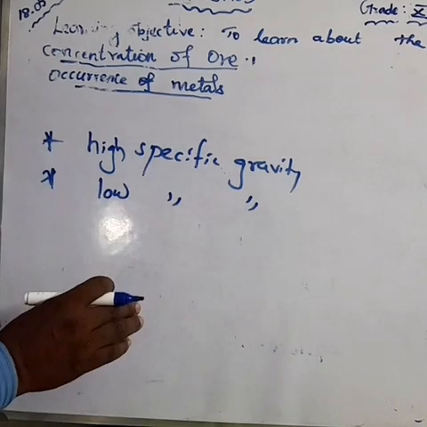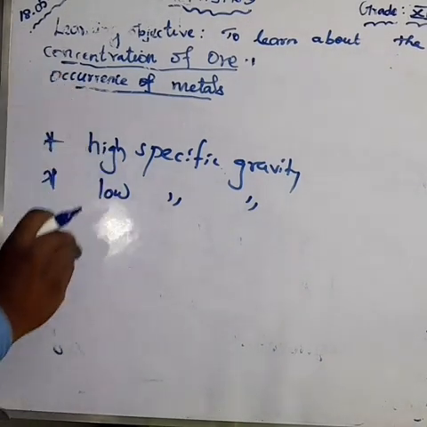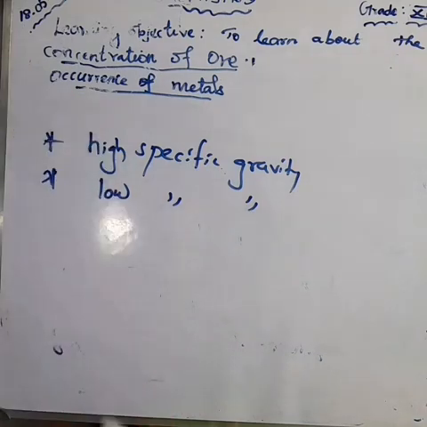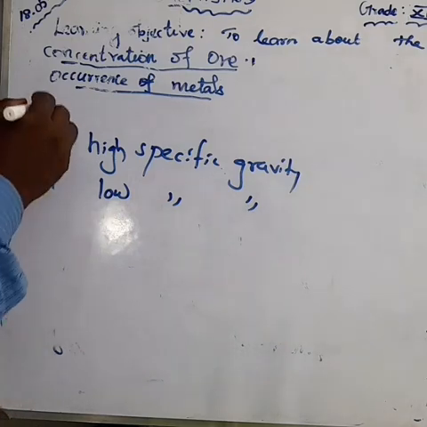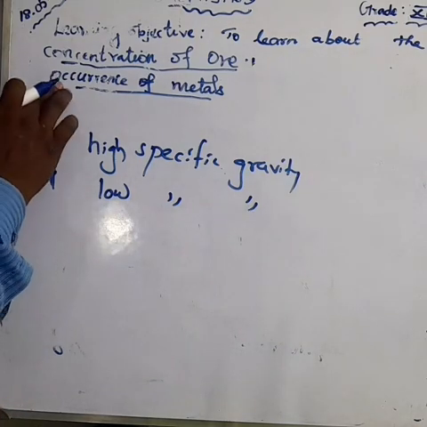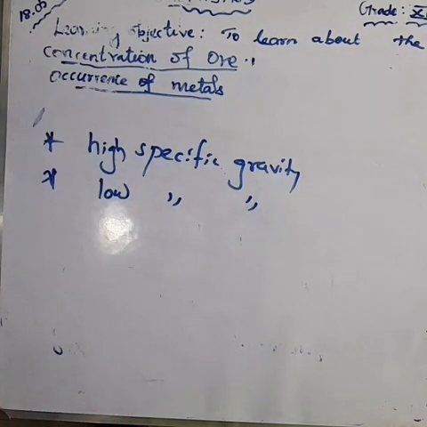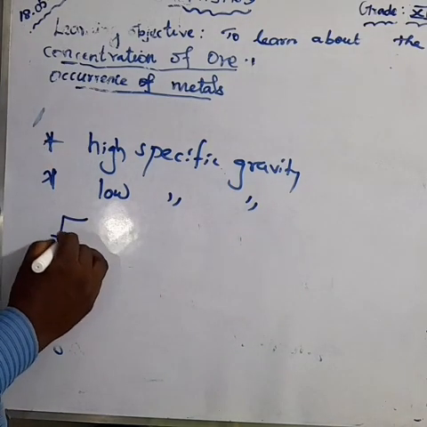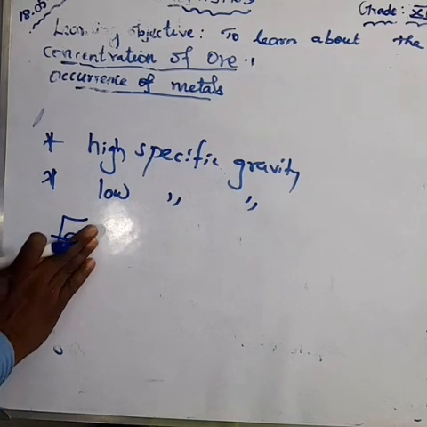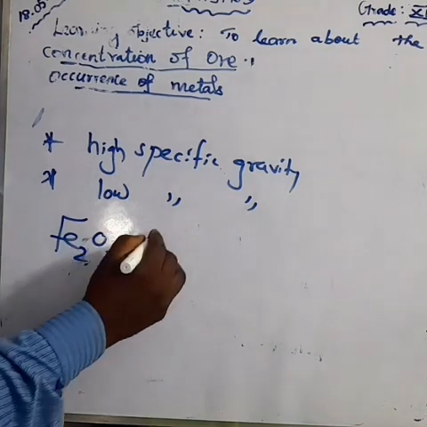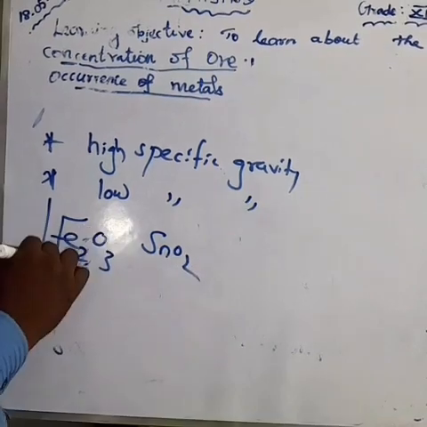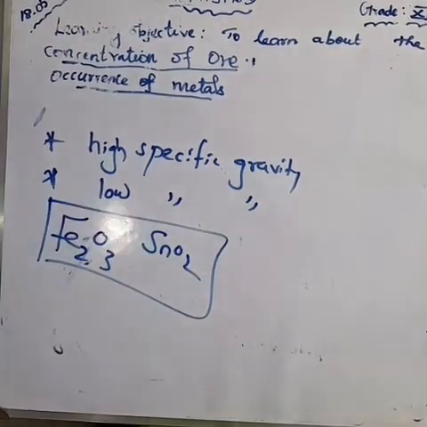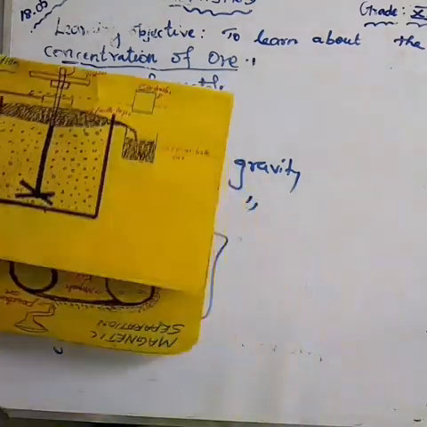What happens during this process? The lighter particles are washed away, and the heavier particles settle down. For example, hematite and tin stone. What is the formula for hematite? Fe2O3. What is the formula for tin stone? SnO2. Okay, next we will discuss a very important topic, the froth flotation process.